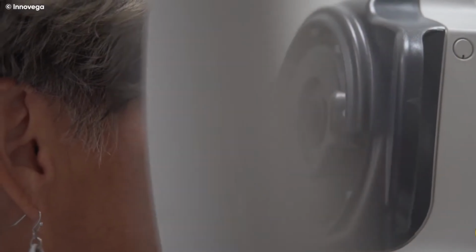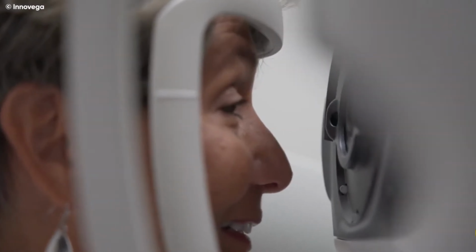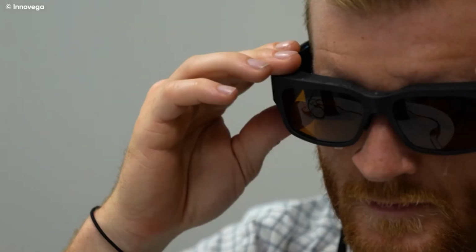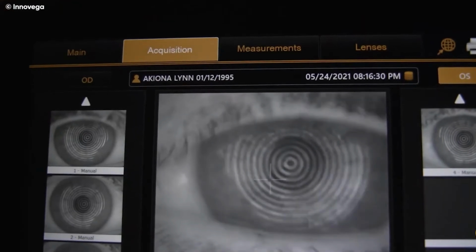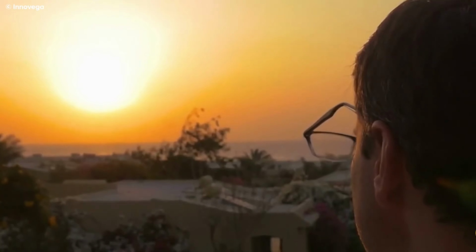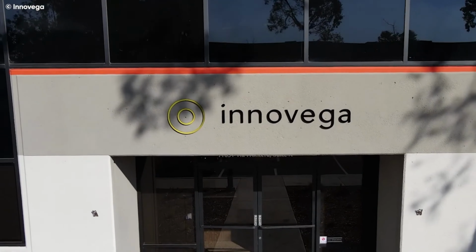Mojo is working towards the next iteration of these lenses, which is expected to be revealed soon. But their biggest hurdle is gaining total FDA approval, which could take several years of clinical trials.